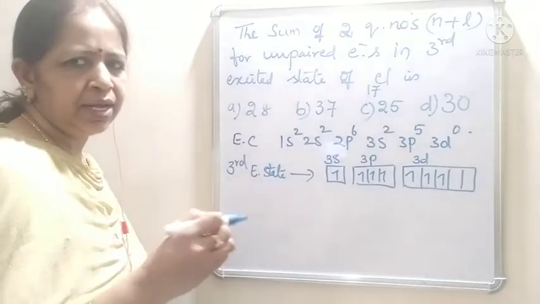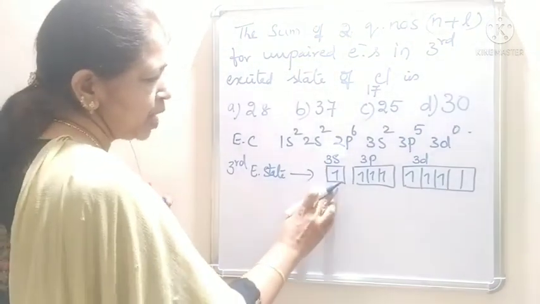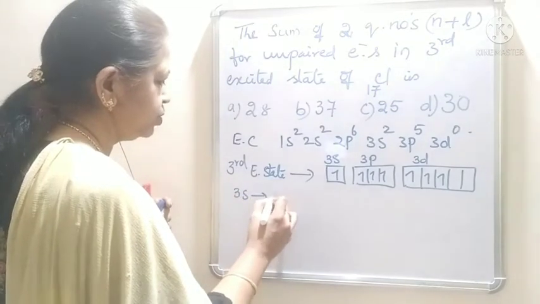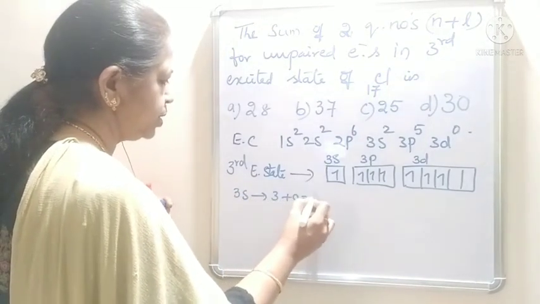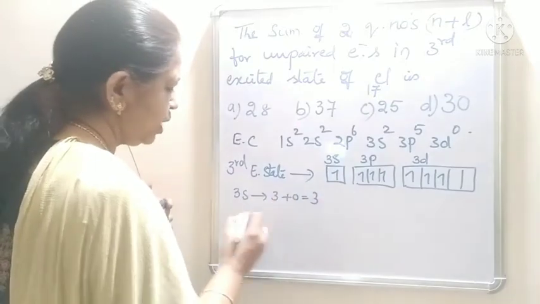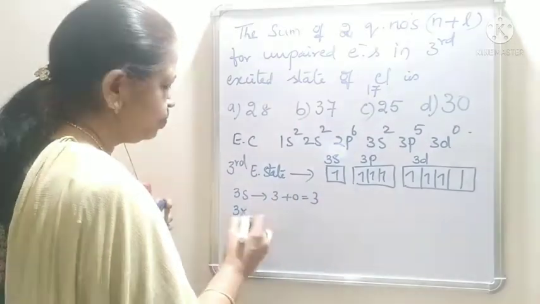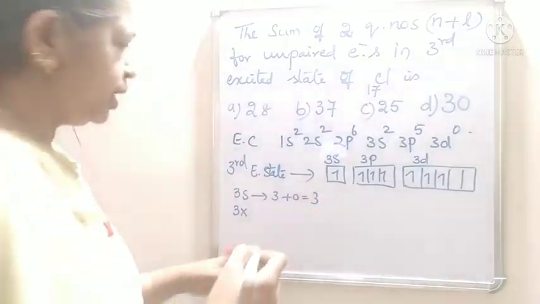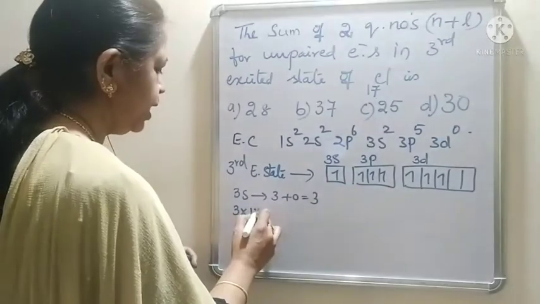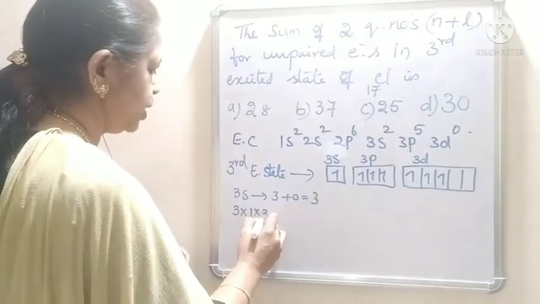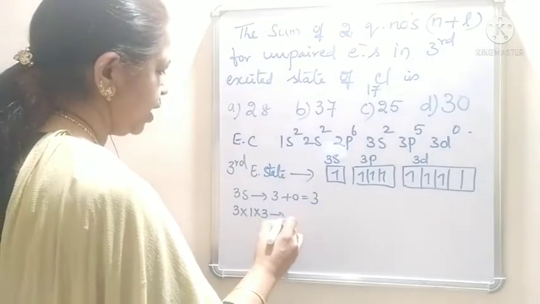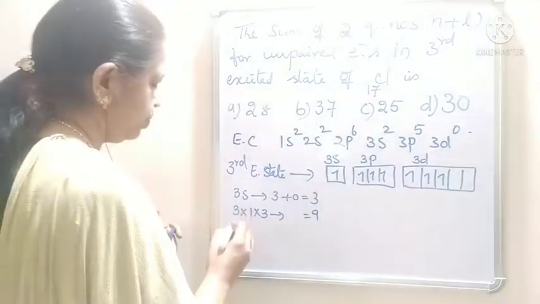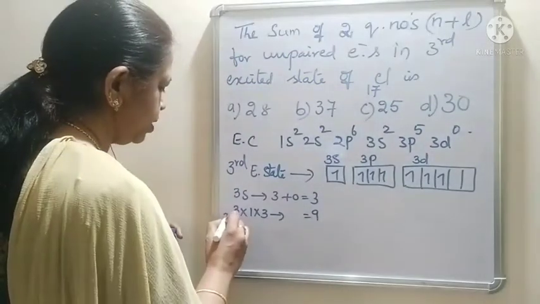We have to calculate n and l values for this. For 3s, what is the n plus l value? 3 plus 0, it is 3. For 3p orbitals, n is 3 and the l value for a p orbital is 1, and how many electrons? 3 electrons. So, 3 into 3 is 9 for the 3p orbital.